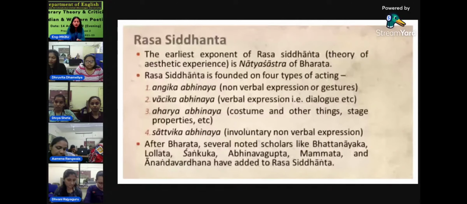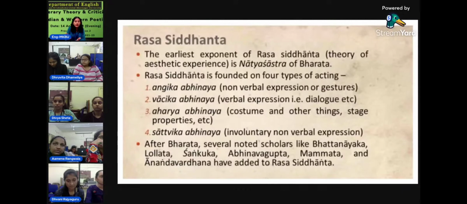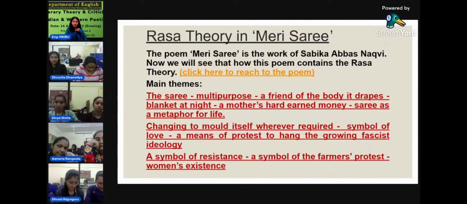Okay, it will contain the information or details of Natya Shastra, but it is artistic; it goes on to Natya, literature, as well as music and dancing, all aspects contained within itself. After Bharata, several noted scholars like Bhattanayaka, Lollata, Shankuka, Abhinavagupta, Mammata, and Anandavardhana have added to Rasa Siddhanta.